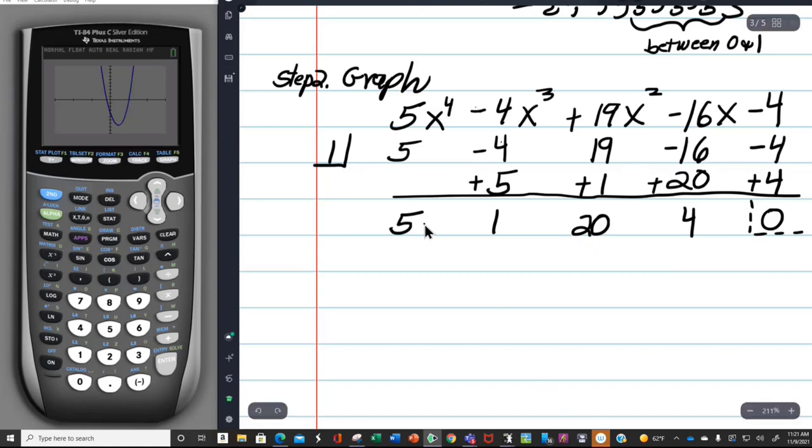So this is now x to the third, x squared, x, constant. It's not a quadratic yet. I'm going to have to do synthetic division again. So we're going to have to analyze this graph.